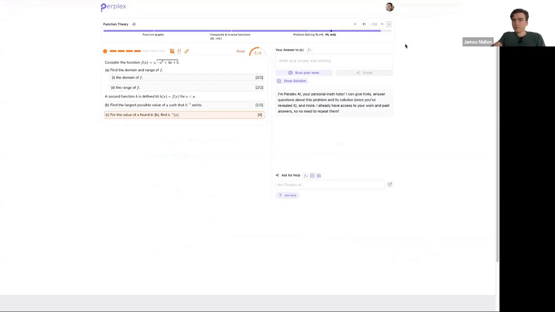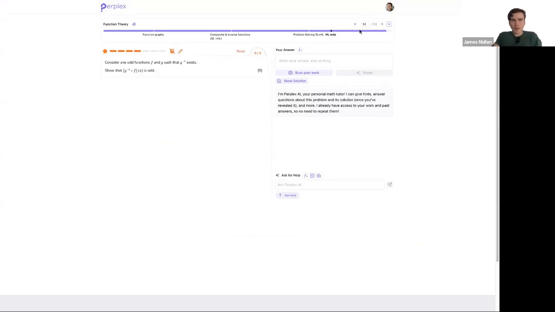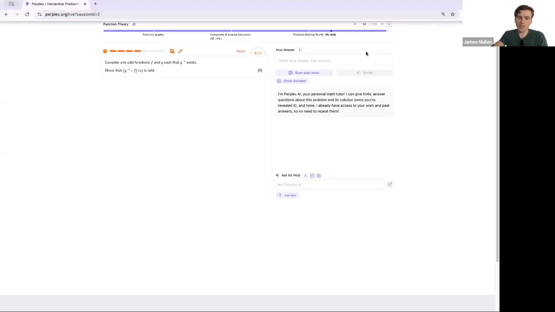Perfect. All right, so I have an odd function f and an odd function g, and I know that g⁻¹ exists. And I want you to show that g⁻¹ of f of x is odd. I'll give you a few minutes to try this one. It's pretty tricky, and then we'll go over it.